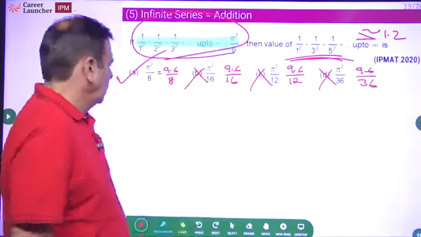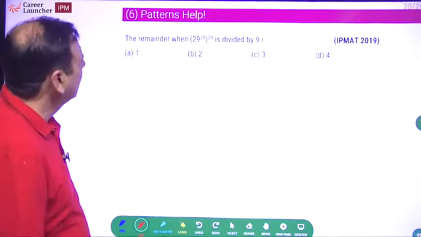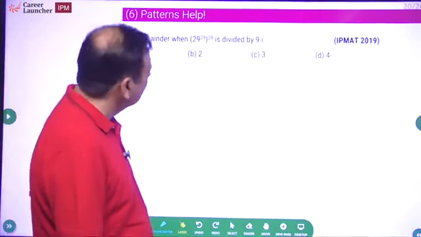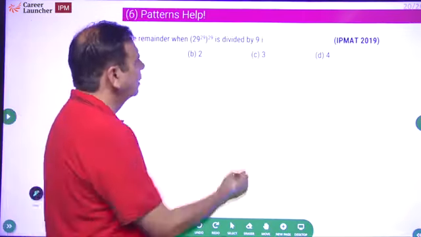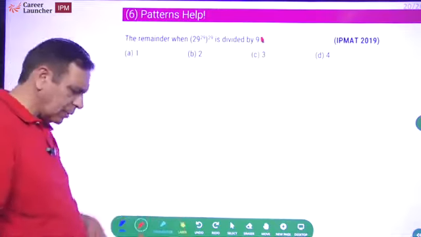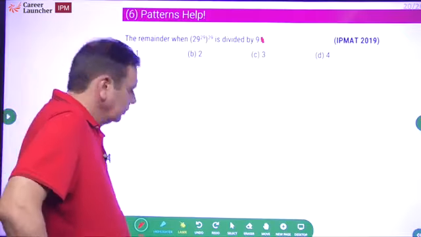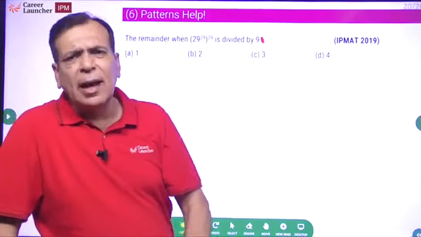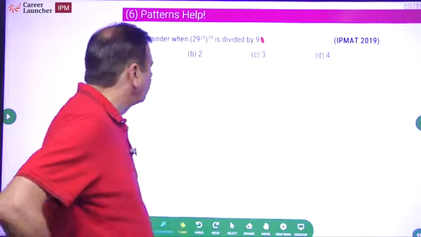Okay. Remainder when 29 to the power 29 is divided by 9. Okay, this seems to be some kind of an error, so little. Okay, so what is the remainder when this happens? Let's look at this too. The divisibility rule of 9 comes in. I'm sure all of you know.